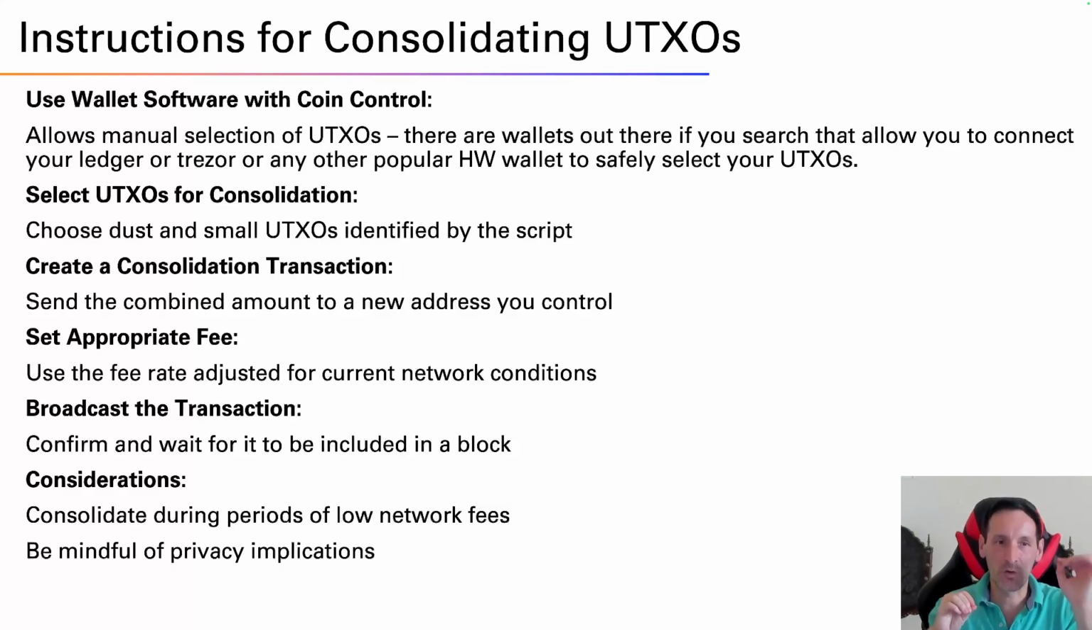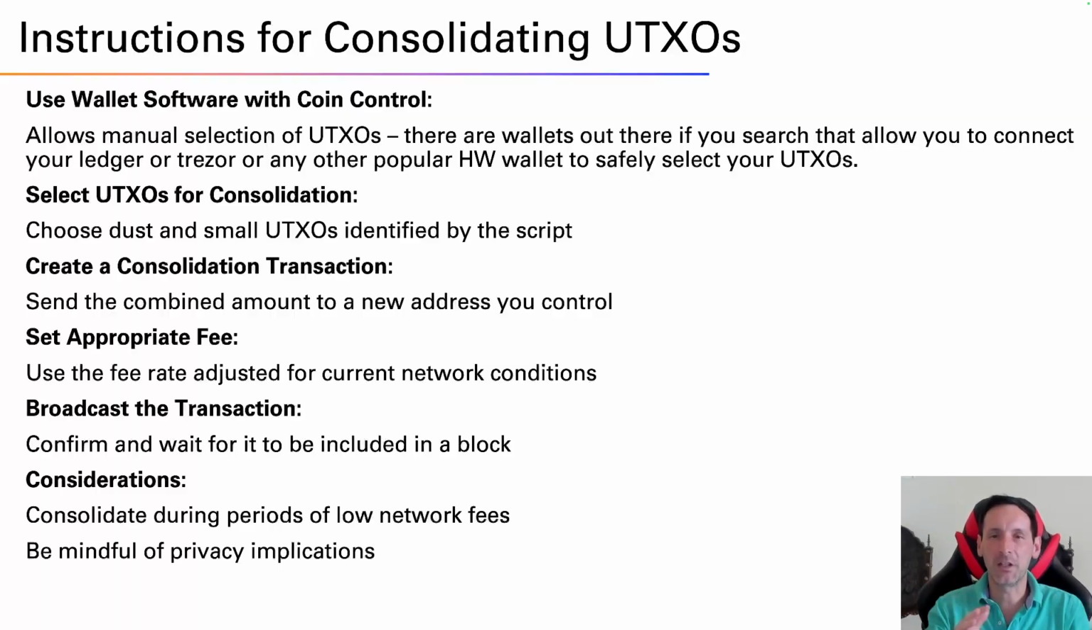So you should choose the dust and small UTXOs identified by the script. You run this script before doing this, of course, and you send the combined amount to a new address that you control. And you should obviously set the fee rate adjusted to the network conditions, as we talked about earlier, by going to the mempool website. Then you confirm and sign the transaction on your hardware wallet, and you send it. As I said before, consolidate during periods of low network fees.